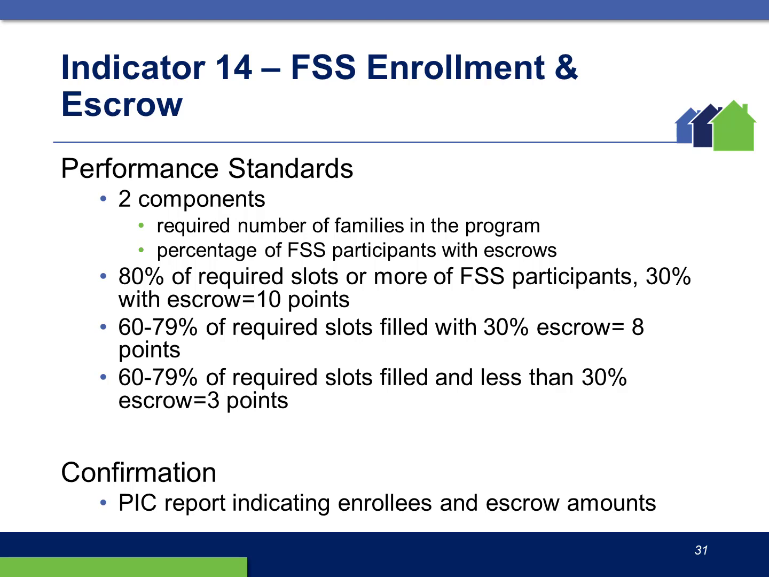80% of required slots or more of FSS participants, 30% with escrow equals 10 points. 60 to 79% of required slots filled with 30% escrow equals 8 points. 60 to 79% of required slots filled and less than 30% escrow equals 3 points. This indicator is confirmed through the PIC report indicating enrollees and escrow amounts.